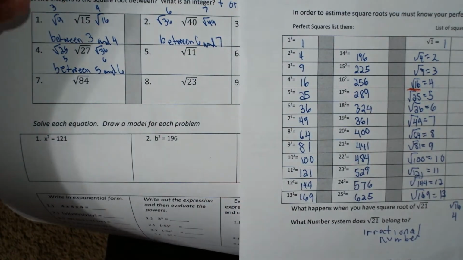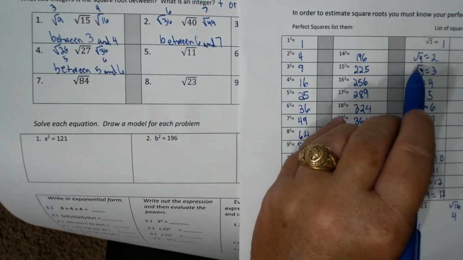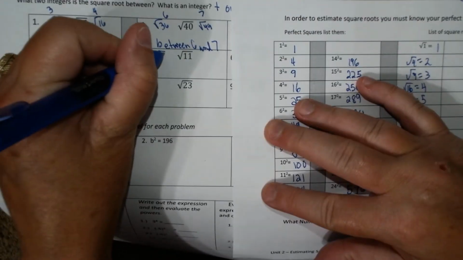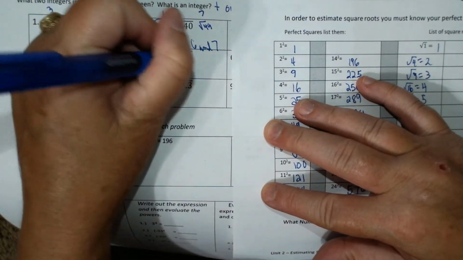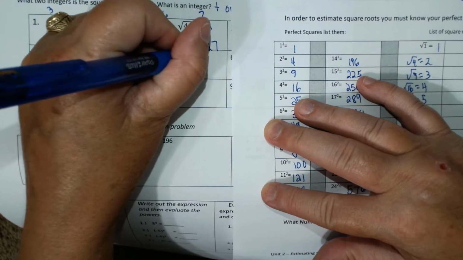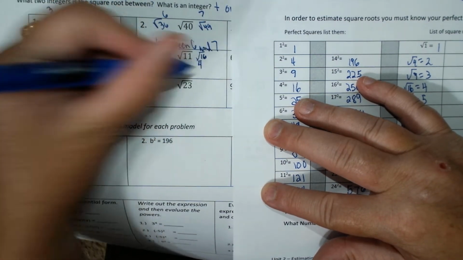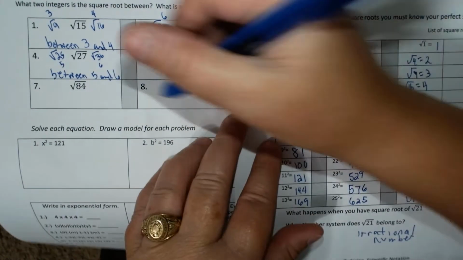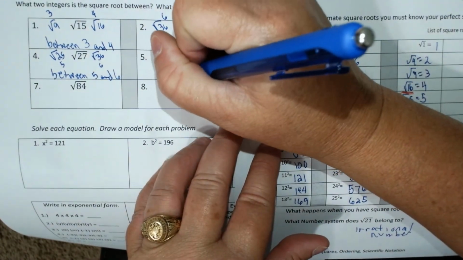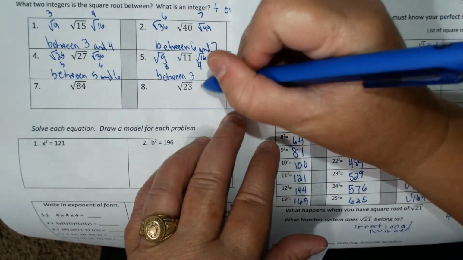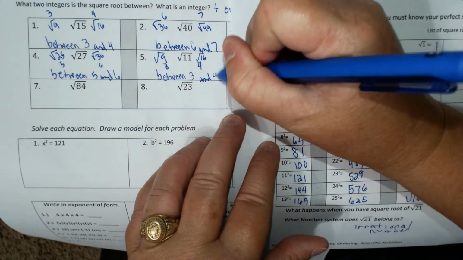Square root of 11 is between square root of 9 and square root of 16. So that would be square root of 9. That would be square root of 16. That's 3. That's 4. So that's between 3 and 4.